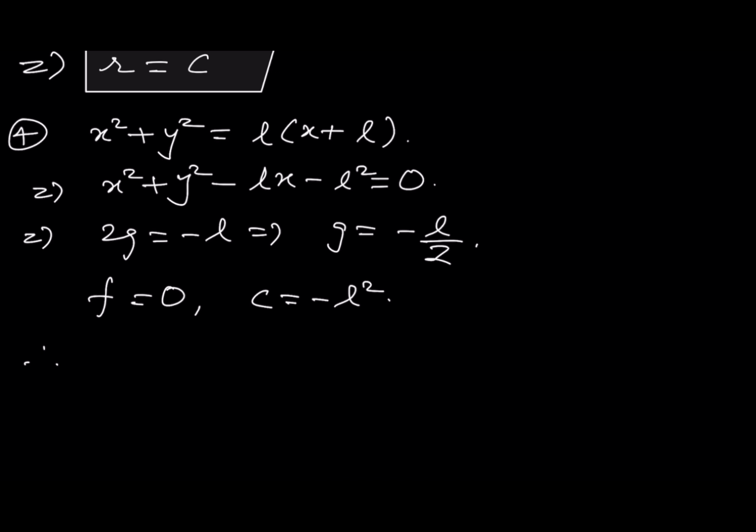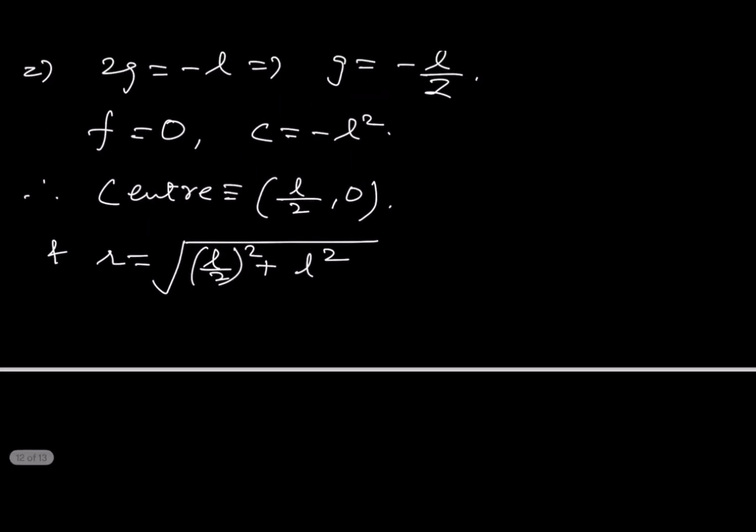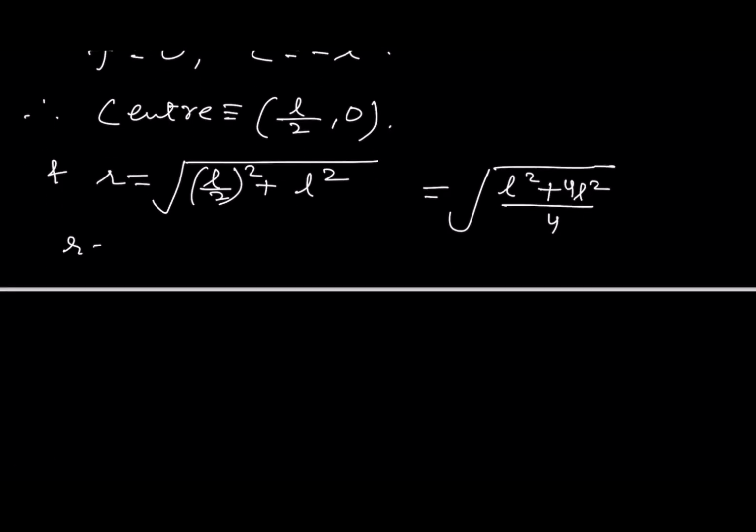So center is minus g comma minus f, so L by 2 comma 0, and radius is root over L by 2 whole square minus, so minus minus plus L square. So this will become root over L square plus 4L square by 4, right? So R will become root over 5L square by 4, which is root over 5 by 2 L.